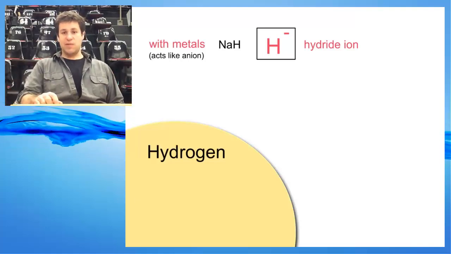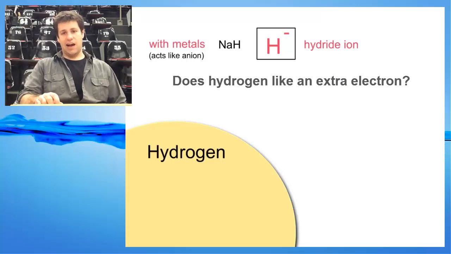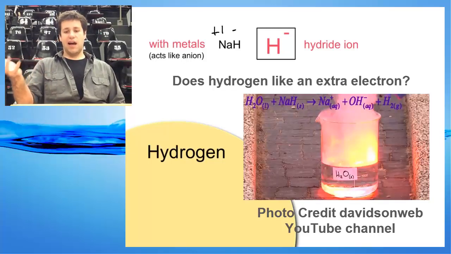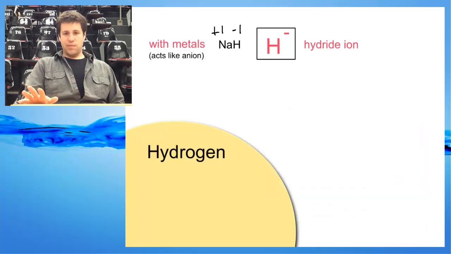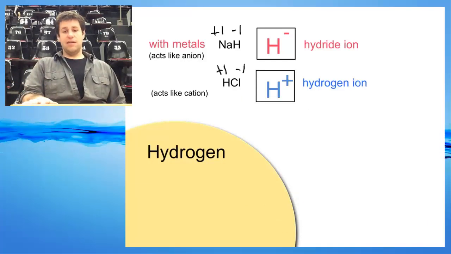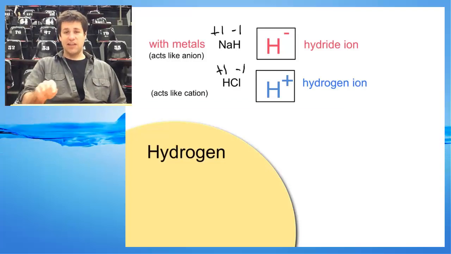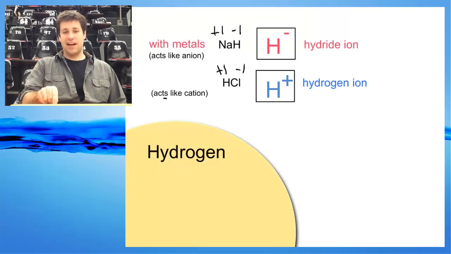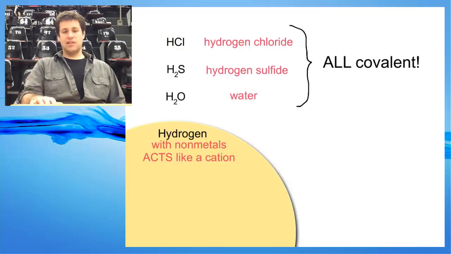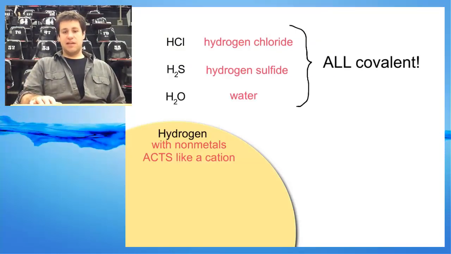So you name it just like we named any ionic compound or ion, hydride ion. Hydrogen as an anion is hydride ion. This is review. Okay? When you put it with a non-metal, you now have it acting like a cation. The key there is it acts like a cation. Okay? It takes on a positive one-type charge. So let's look at a couple of these.